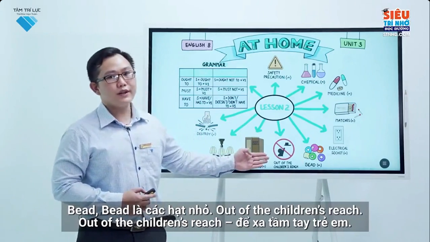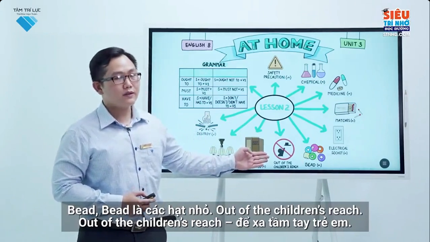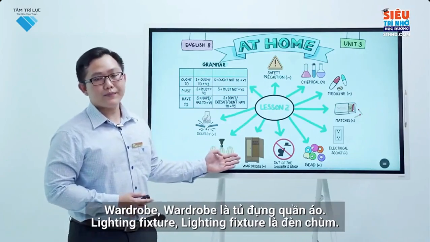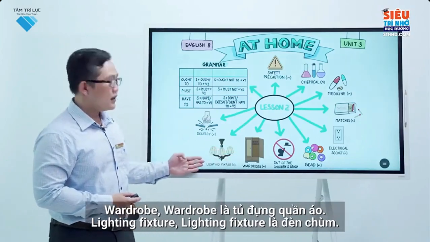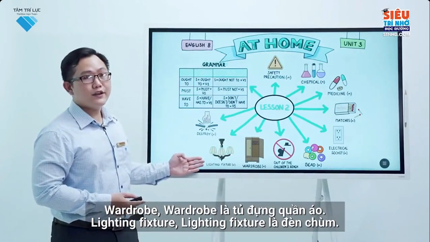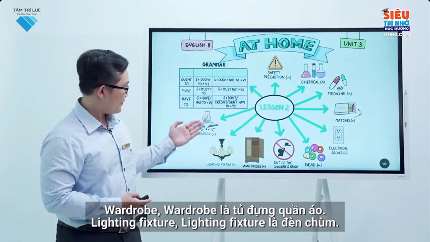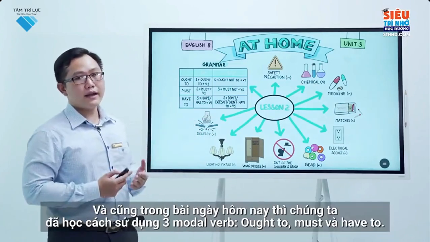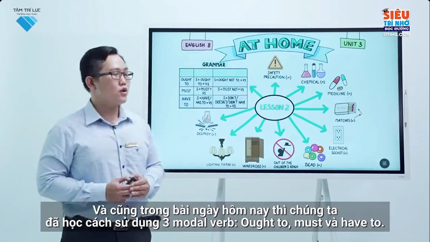Out of the children's reach, để xa tầm tay trẻ em. Wardrobe, là tủ đựng quần áo. Lighting fixture, là đèn chùm. Destroy, phá hủy. And also in today's lesson, we learned how to use three modal verbs.